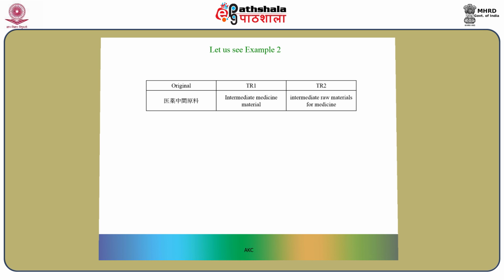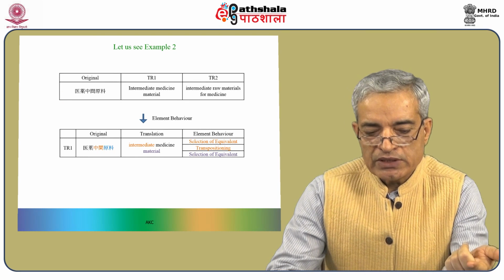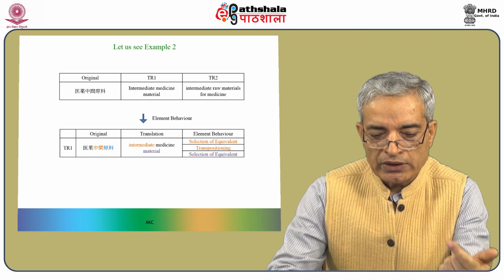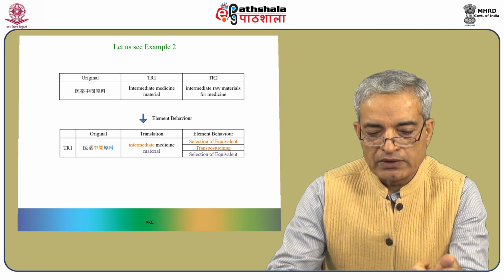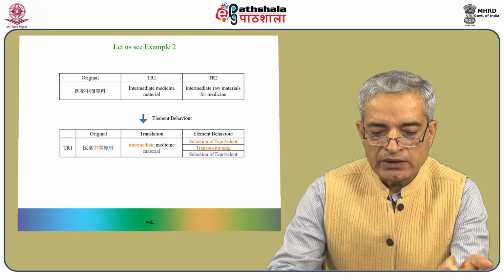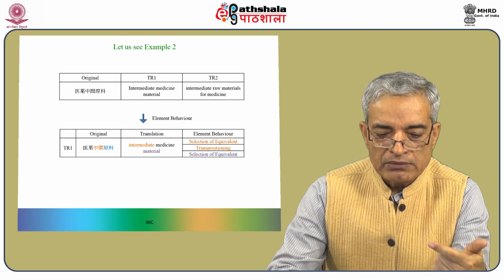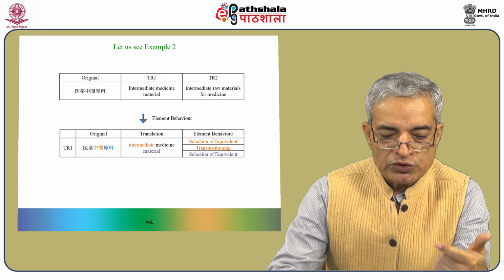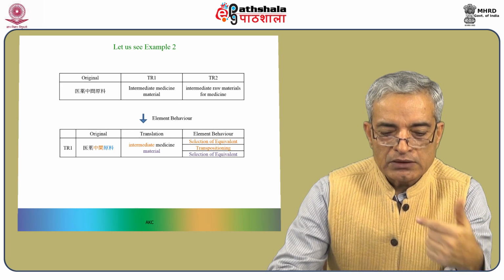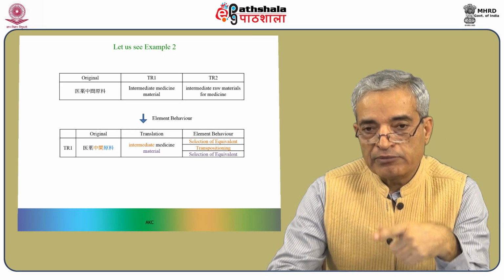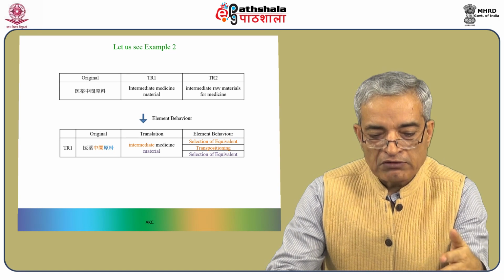This means that there is some elemental relationship in the original which is defined with the help of some other words in the final to make it more explicit. This can also be understood that in Japanese it is understood when it is written like this. The original in this case was Iyaku, Chukan, Genryo, and the equivalents in the case of translation 1 were intermediary medicine, I think it should be intermediate medicine material, and the element behavior is selection of equivalent.